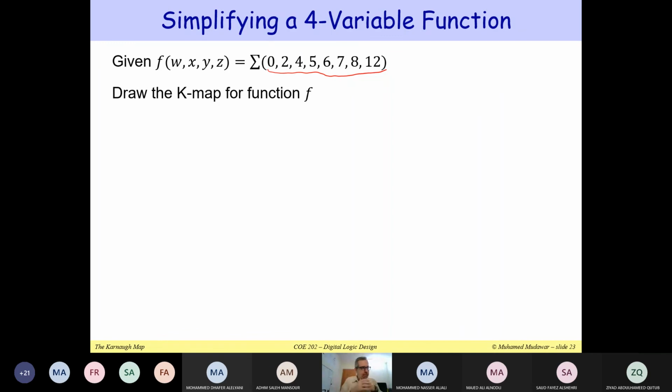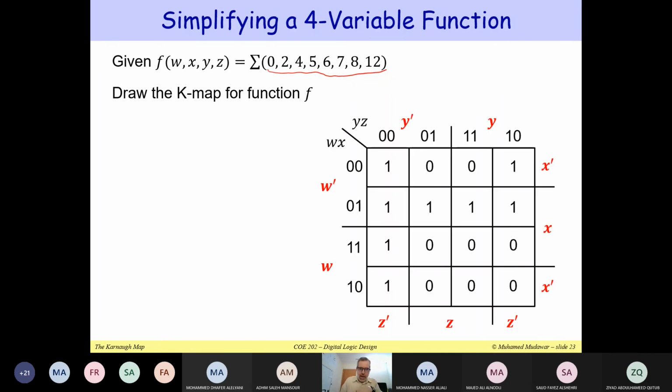We need to simplify this. So I'm going to draw the Karnaugh map, and the most important step is to draw the Karnaugh map properly, to fill the ones inside the Karnaugh map properly.